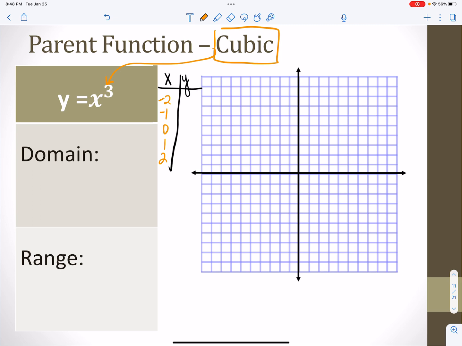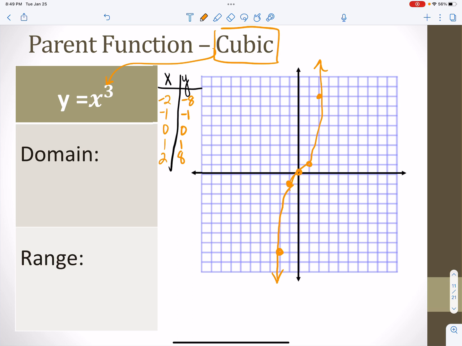Okay, negative 2 cubed is actually negative 8. Negative 1 cubed is negative 1, then 0, 1, 8. So if I do negative 2, negative 1, 0, 1, 2, the outputs go negative 8, negative 1, 0, 1, 8. It kind of goes down, because negative 3 cubed would be negative 27. So it's going to continue down very quickly.